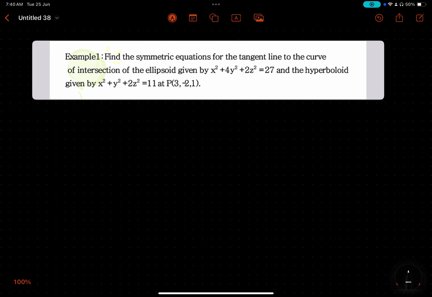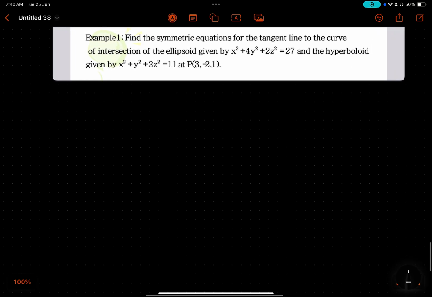Okay, so let's find the symmetric equation.